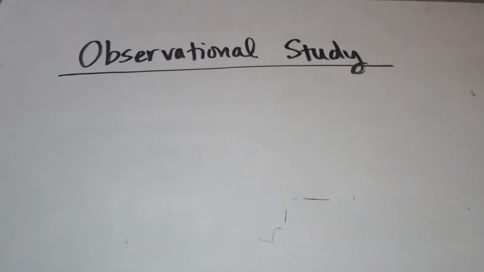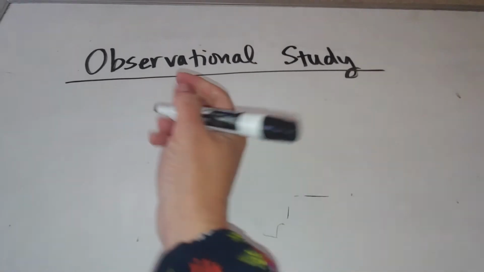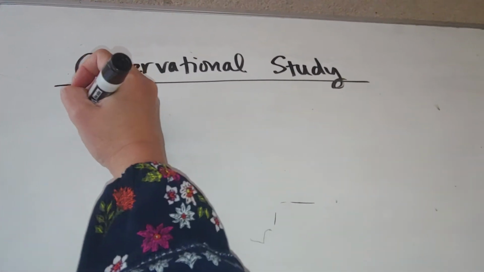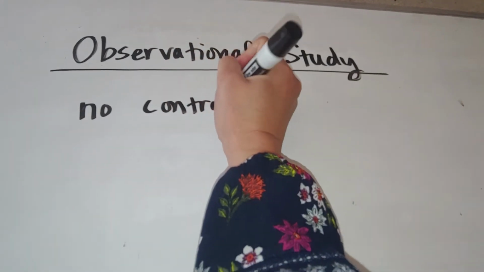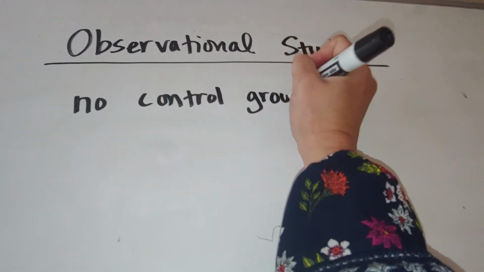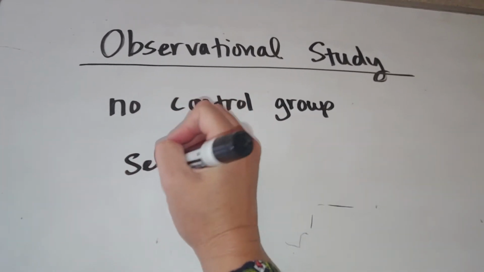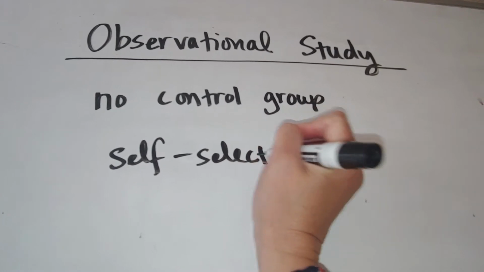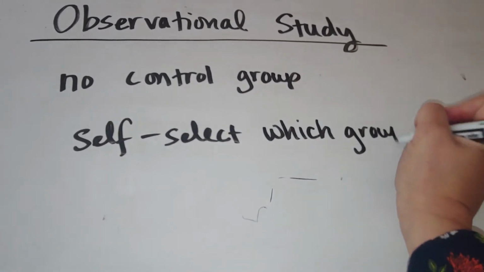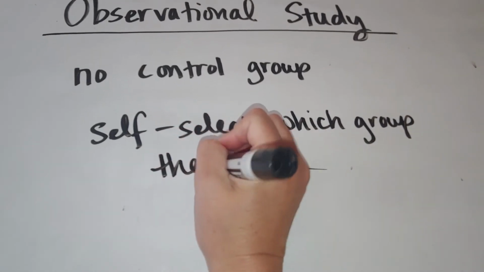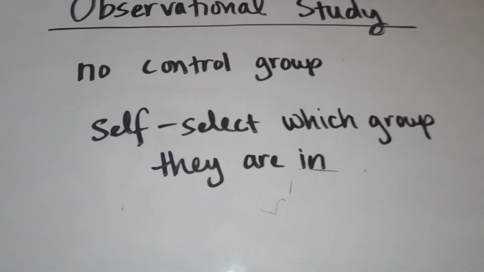In this video, we're going to talk about an observational study. Observational studies are very different than controlled experiments, and the main reason why is because there is no control group. And not only that, participants self-select which group they want to be in. Basically, as far as the researchers are concerned, there is a lack of control.